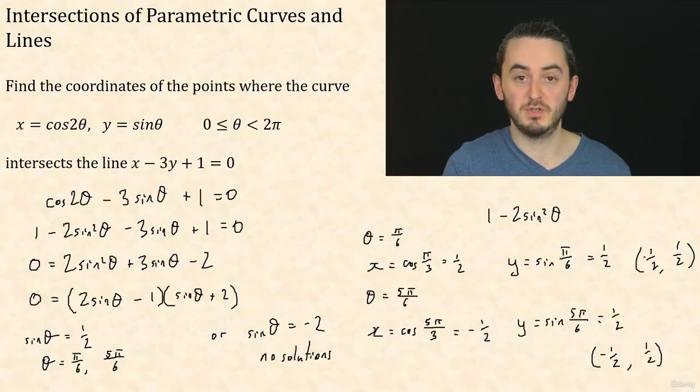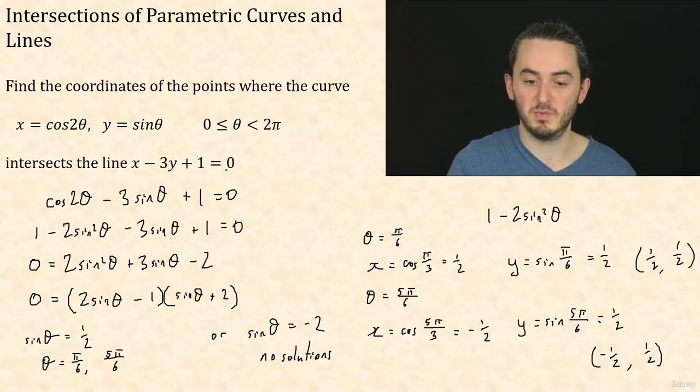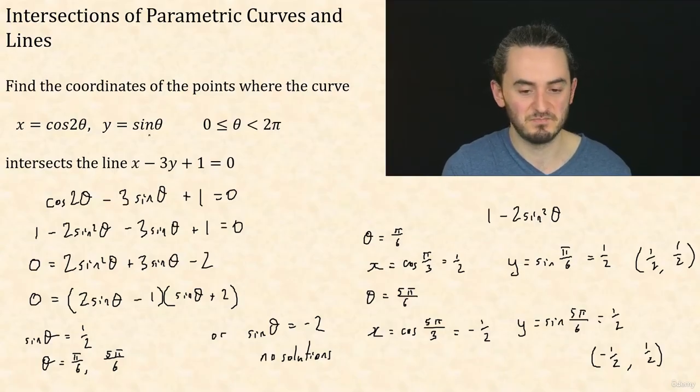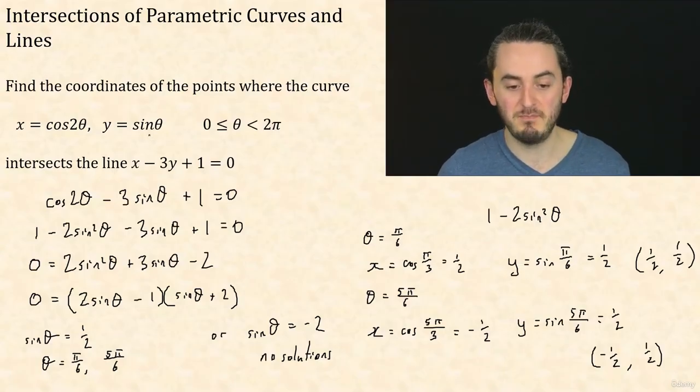So we found the coordinates of the 2 points where the line x minus 3y plus 1 equals 0 intersects the curve with parametric equation x equals cos 2 theta, y equals sine theta. So that's a useful skill and one to bear in mind in future videos.